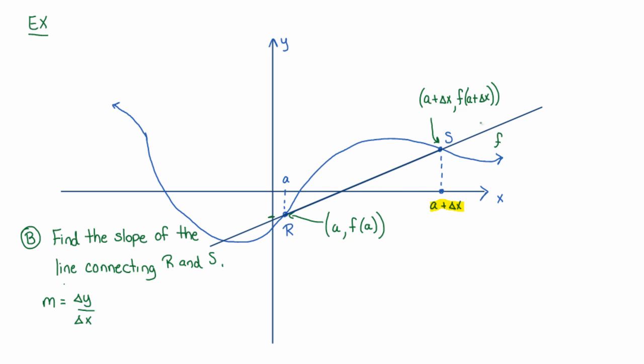Well, we happen to know two points on that line. One point is a, comma, f of a, right? The input, the x value is a. The output, the y value is f evaluated at a. The other point is a plus delta x. And the output for that is f of a plus delta x.